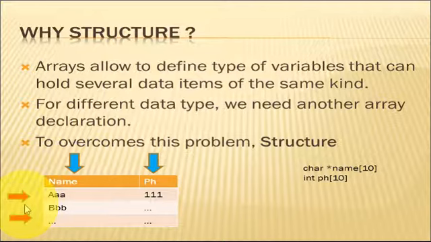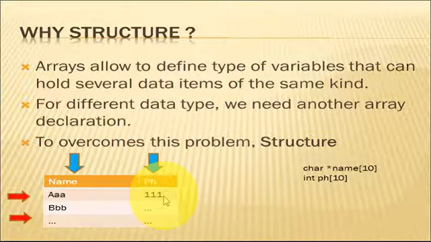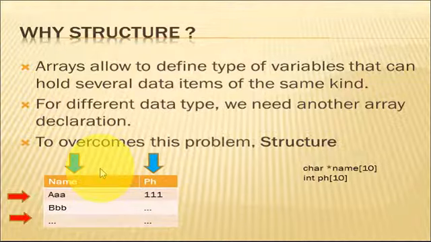But we can't collect an individual student's name and phone number at the same time. We can collect the names of all the students, we can collect the phone numbers of all the students, but we can't collect an individual student's name and phone number at the same time, as a record. So this is the problem if you go for the array. To overcome this problem, we go for the structure.